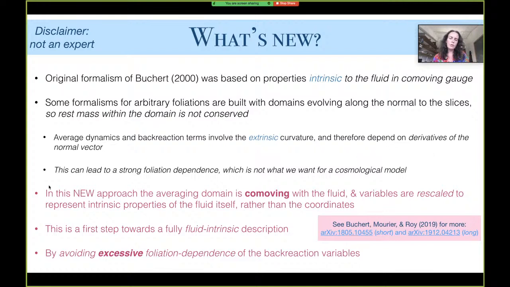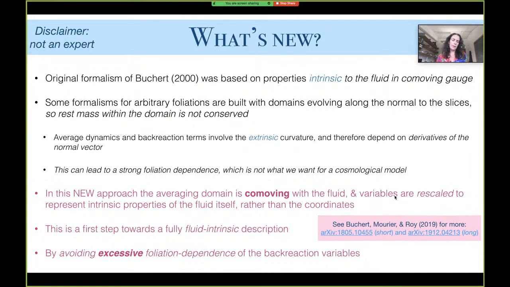So one of the differences in this new formalism is that the averaging domain itself is co-moving with the fluid, so it's transported along the four velocity flow rather than along the normal congruence of the slices. And the variables that we're averaging themselves are rescaled to represent intrinsic properties of the fluid itself rather than properties of the coordinates. And so this is just a first step towards a fully fluid intrinsic, so foliation independent, description.